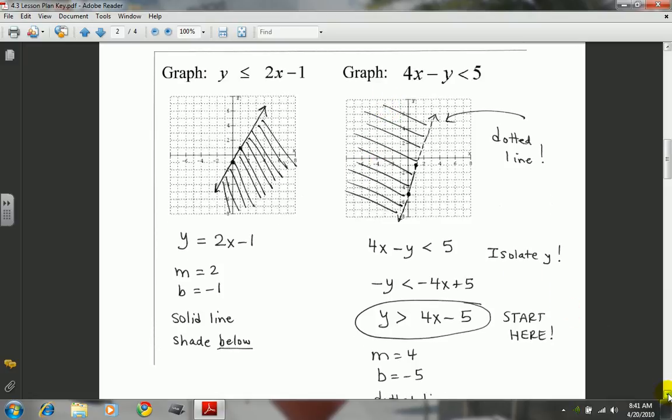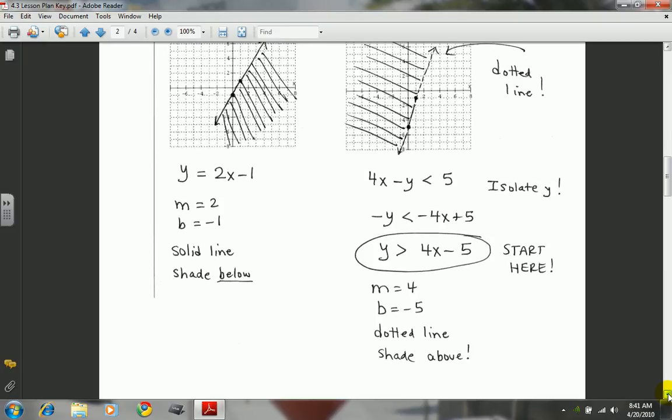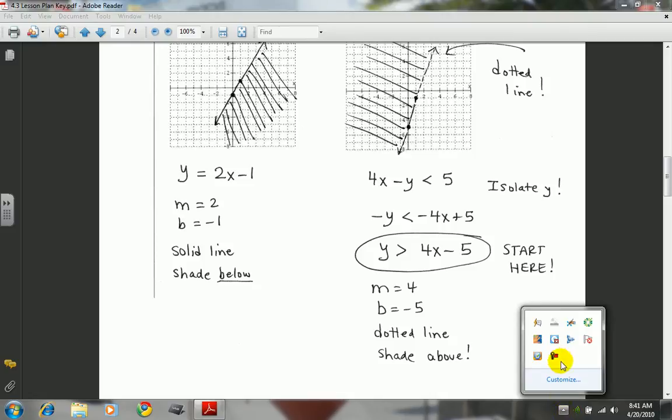And that is my solution set, that set of ordered pairs. Remember, these types of graphs are going to become very important for you when you get into an area of both math and business called linear programming. This is what it's preparing you for.